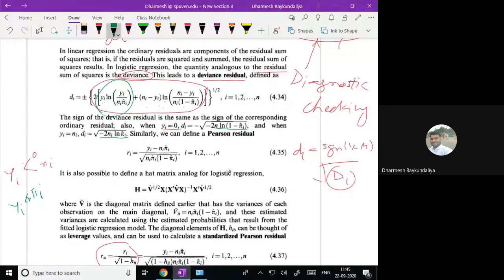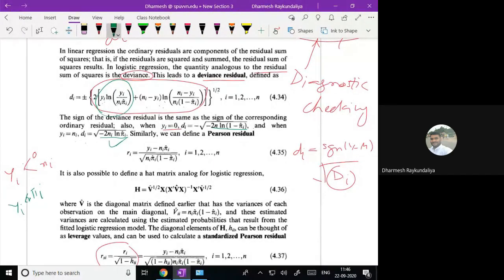So you have to calculate the deviance residuals this way. When y takes value 0, what is the deviance residual? And when y takes value ni, what is the form of the deviance residual? That you have to calculate. And if you are talking about y taking values 0 and 1, then you just substitute ni equal to 1. For y equal to 0, di is minus the square root of twice ln 1 minus pi i cap. And for y equal to 1, di is the square root of minus 2 ln pi i cap. So in that way you can calculate.